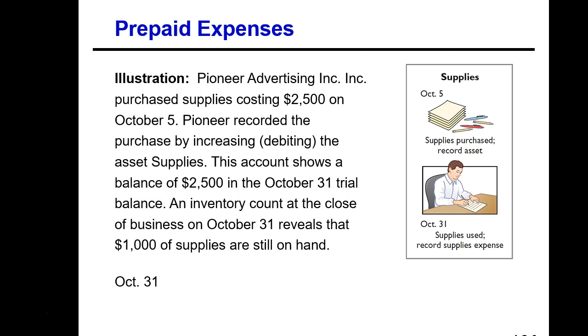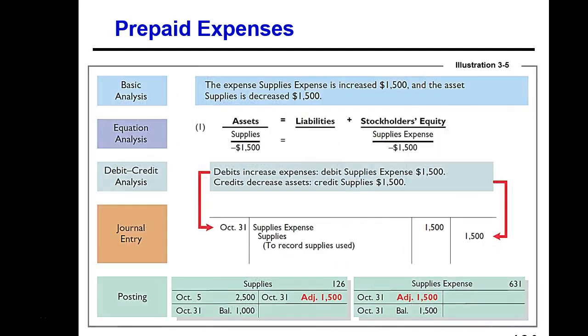So ask the question, supplies decreased by how much? You're correct, $1,500. The portion that was used now becomes an expense. So we're going to make an adjusting entry on October 31st. We'll debit supplies expense for $1,500 and credit supplies for $1,500. The adjustment is to recognize what portion of supplies has been used, to decrease the account and to recognize our supplies expense. So here you have the two ledger accounts for supplies and supplies expense.